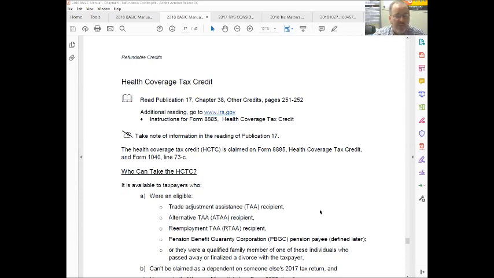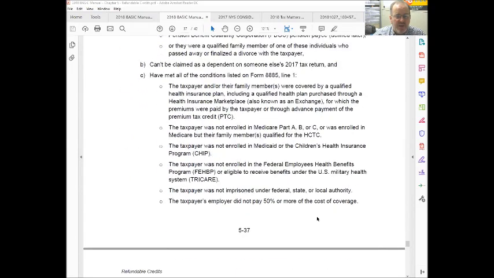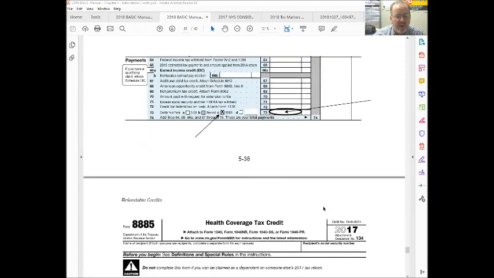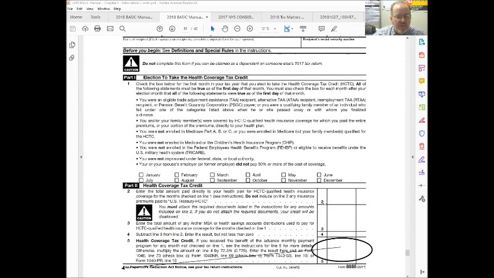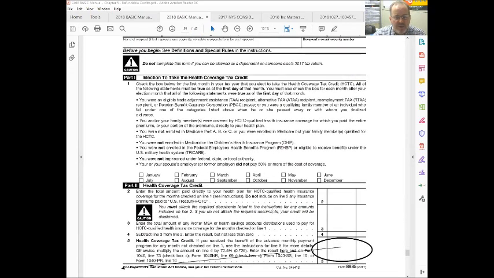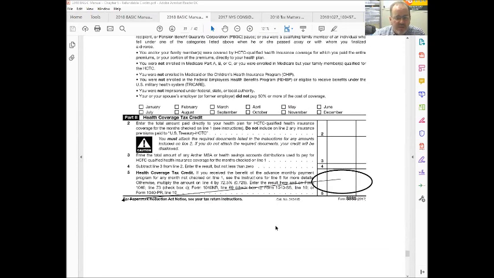Just remember, it is not the credit that you see on the marketplace for the Affordable Care Act. And again, on the form that you work out, the 8885, in the middle you see the months, because it could be the case that they were retrained for 8 months, and during that 8 months, this is when they get the credit. So that's why you see the months there in the center.